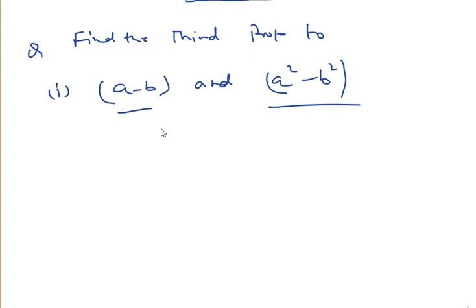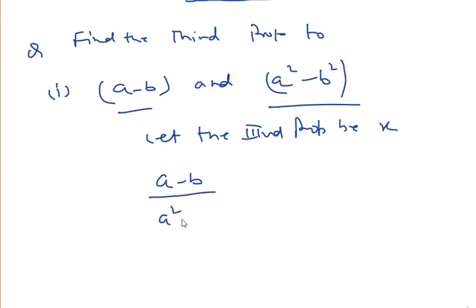So what I am going to do is this: let the third proportional be x. So how we will solve this question, please pay attention. a minus b upon a square minus b square is equal to a square minus b square upon x.